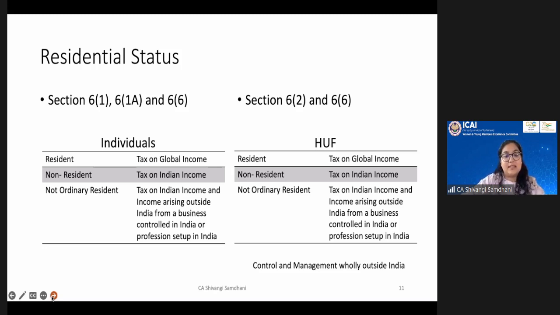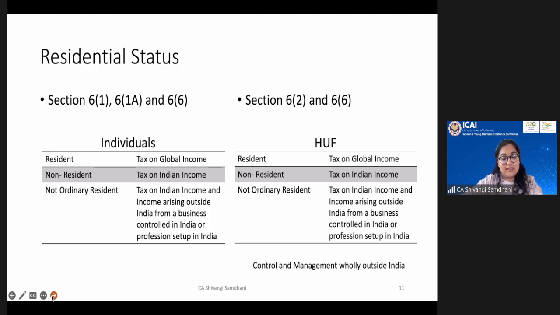Now, what is the difference between resident and NOR? We understood that there is a difference in the number of days they have stayed, but that is not all. The reason we need to understand the difference is whether to offer for tax global income or whether to offer for tax only Indian income and the income which is arising outside India, but from a business which is set up in India. So the scope of income of resident and not ordinary resident is different, which is why we need to understand, if a person is resident, whether he is NOR or he is a normal ordinary resident. So in case of NOR, only Indian income is to be offered for taxation, and the income which although arises outside India, but is from a business which is set up in India, is also to be offered for taxation.